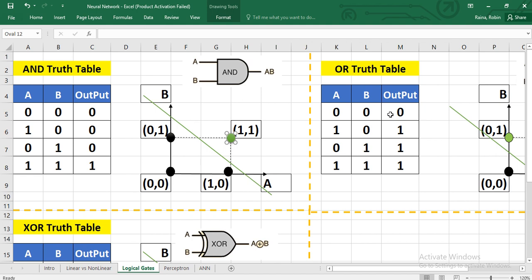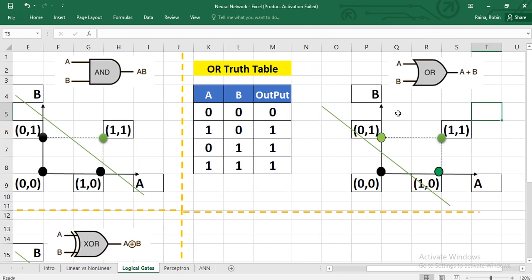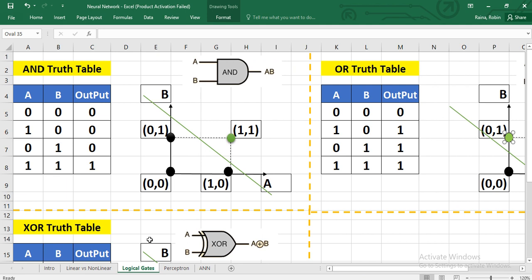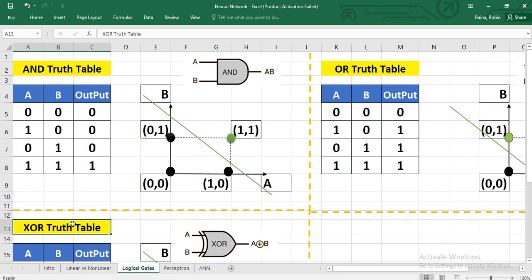Similarly in the OR, you all know if either of the signals is 1, the output will be 1. Same, we have to try to draw it. It's self-explanatory. You can see here the output is 1, 1, 1, and here it is 0. So you can bifurcate it. And now coming to the XOR.